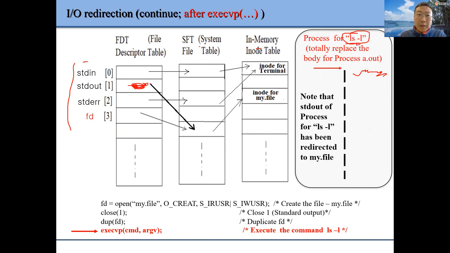In this process, the standard output has been redirected to my file. So this is why the result from ls -l, which originally goes to the standard output, now will go to my file, right? So any questions at this moment?